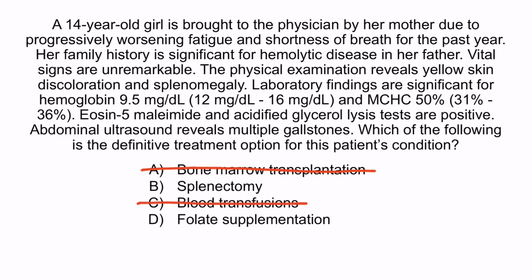Options C and D are incorrect because although patients with hereditary spherocytosis may receive blood transfusion and folate supplementation, none of these are the definitive treatment options. Instead, they provide symptomatic relief. And that concludes our lecture on hereditary spherocytosis and G6PD deficiency.